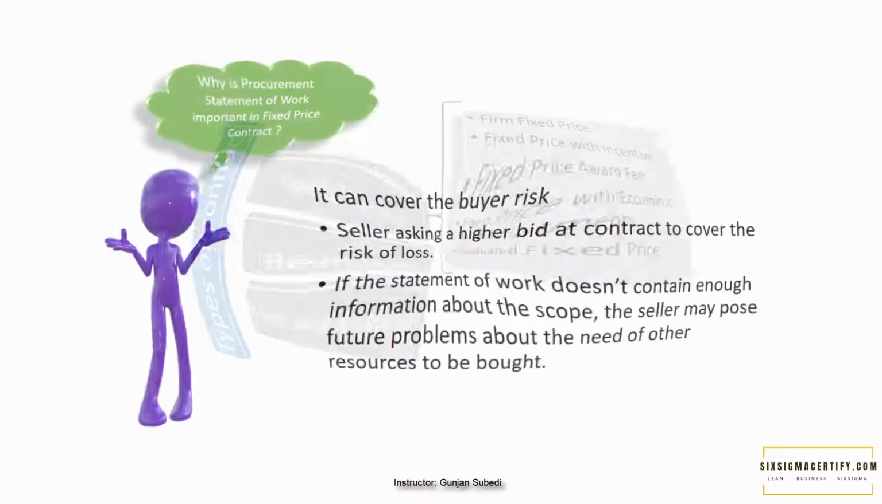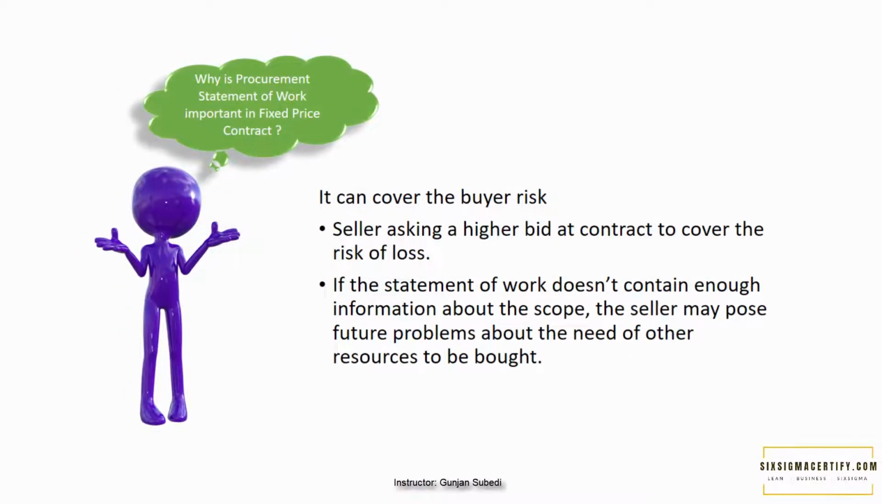As we mentioned, procurement statement of work is very important in fixed price contract, and it should be well defined because inadequate information in the statement of work may cause the seller to ask a higher bid at contract to cover the risk of loss. And it could be serious if the buyer is new and has no information about the scope of the contract. If the procurement statement of work doesn't contain enough information about the scope, the seller may pose future problems on the needs of other resources to be bought.